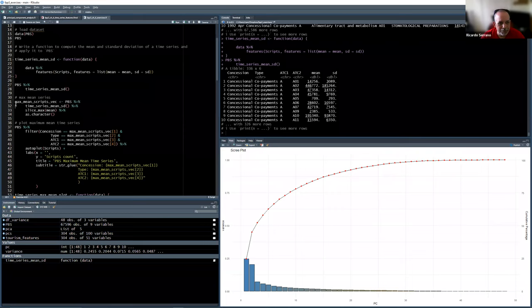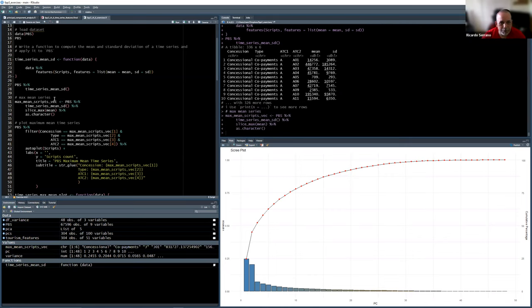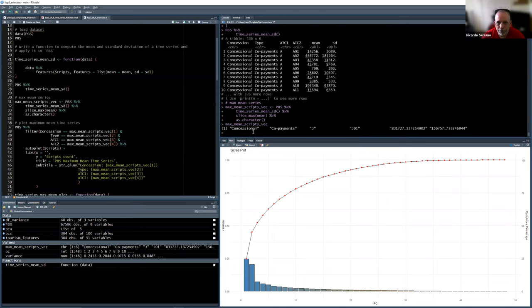So this is not a function, but a pipeline to extract from this time series object, the data frame, the maximum mean, the highest mean, and then convert it to a character. Why do you want to convert it to a character? Because we have different means. So we have to extract that and then convert it to a character, okay? So what is max mean squeeze vector? This is the vector that gives you the information of the time series that has the highest mean.